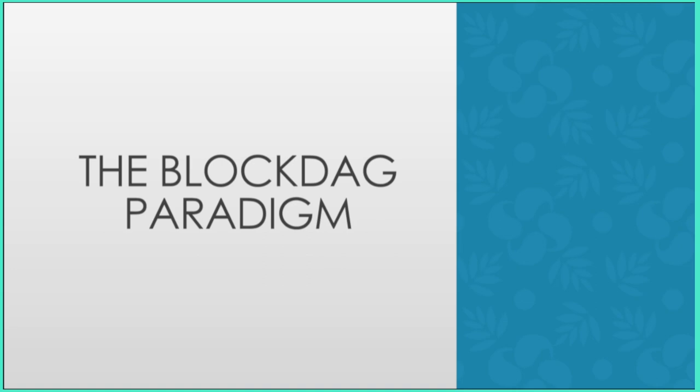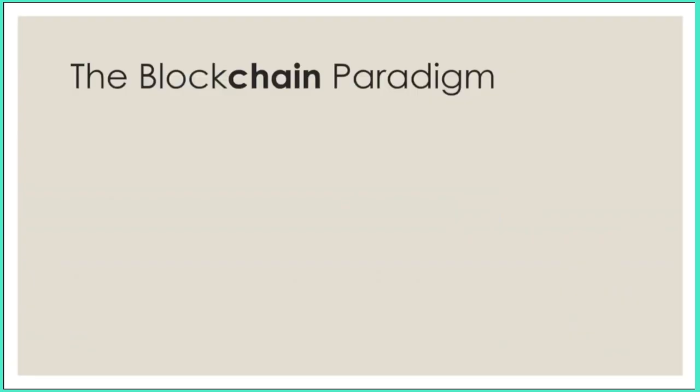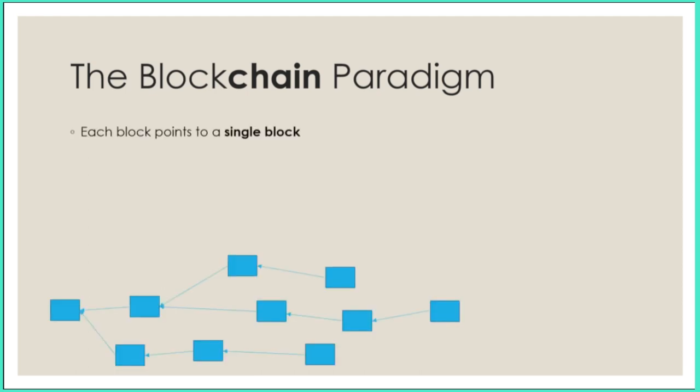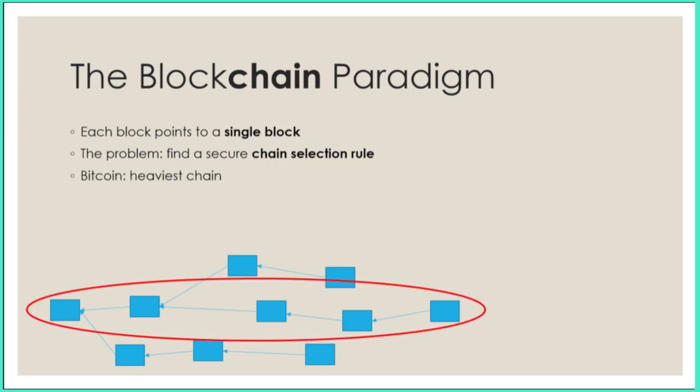So now we're going to talk about the BlockDAG paradigm. The BlockDAG paradigm is, I wouldn't say an extension, it's more like a substitute for the blockchain paradigm. So let's start with that. In the blockchain paradigm, each block points to a single block, its parent. And we want to isolate from this tree of blocks a particular chain of blocks. How do we do that? We need to find some chain selection rule. We need to say that if there are parallel blocks, which of them we take and which of them we throw away. In Bitcoin, the rule we use is what's called the heaviest chain rule. We're just looking for the chain whose accumulated work is as much as possible.